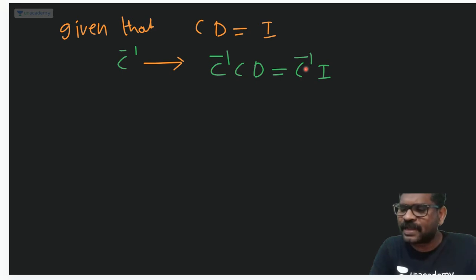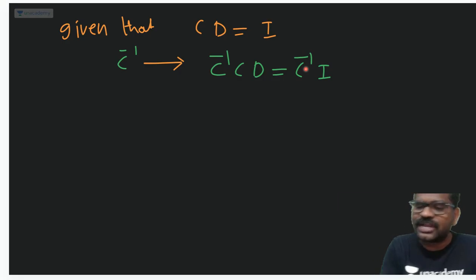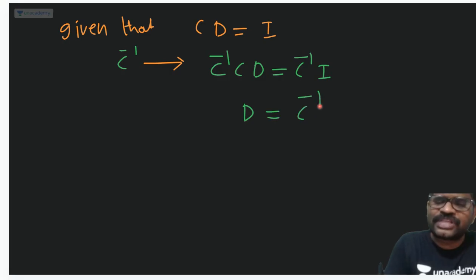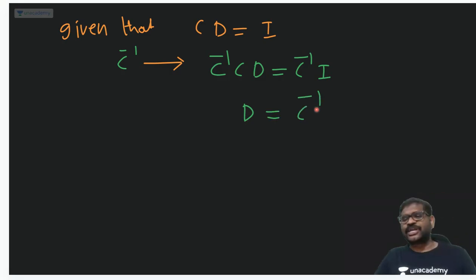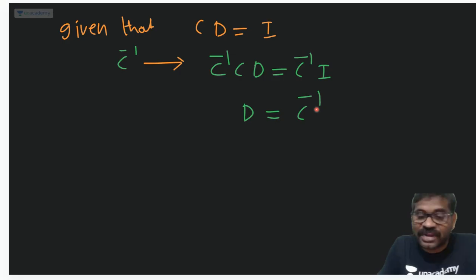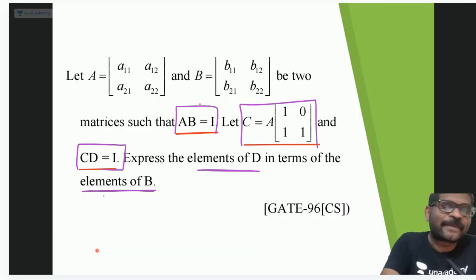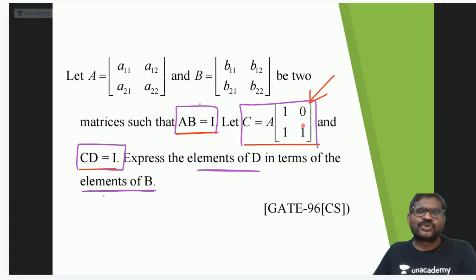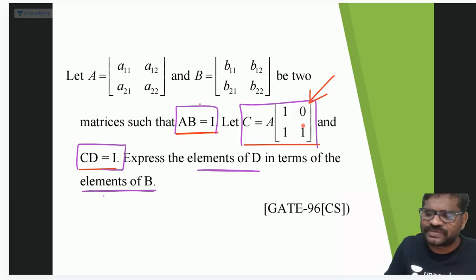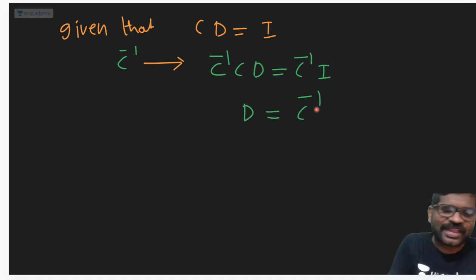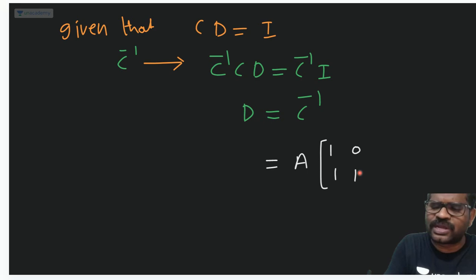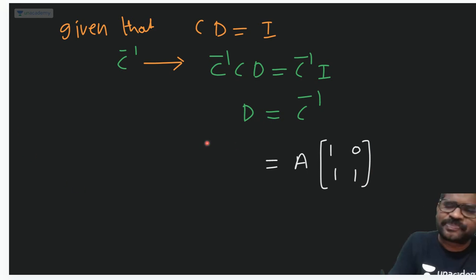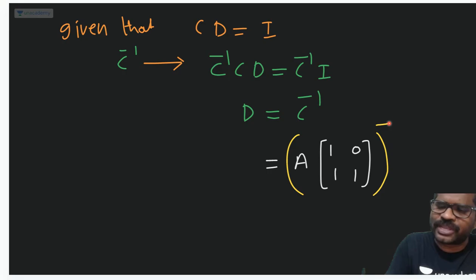Okay? Now, C inverse into CD equal to C inverse into I. C inverse into C is I, into D. D equal to C inverse. Sir, how to get C inverse? They have given another relation. Where? Here. C equal to A into [1, 0; 1, 1]. That's why I am going to write here A into [1, 0; 1, 1]. That is C. For that C, I have to take the inverse.